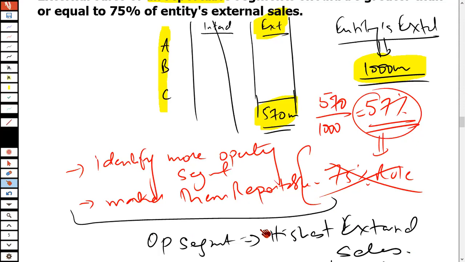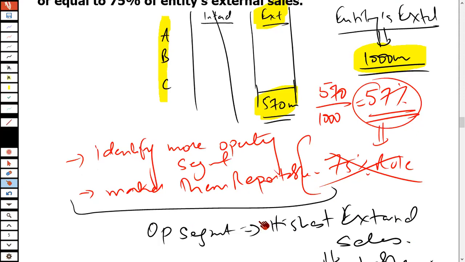In case that is not met, you have to identify more operating segments and you have to make them reportable. The 75% rule is applied after the 10% rule. Once you have applied the 10% rule, then you apply the 75% rule.